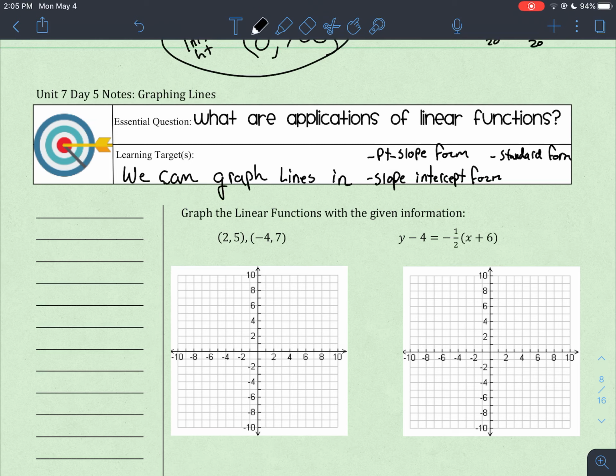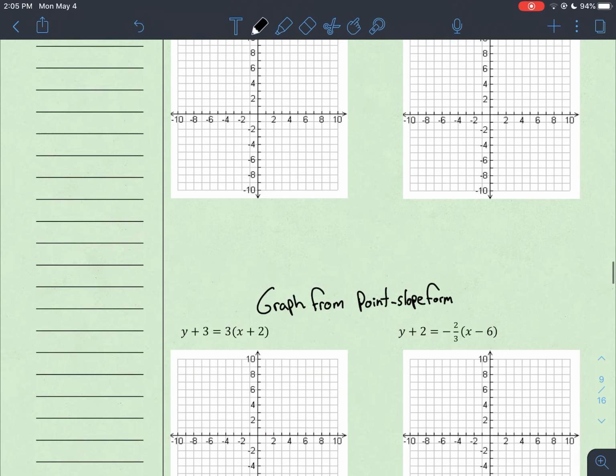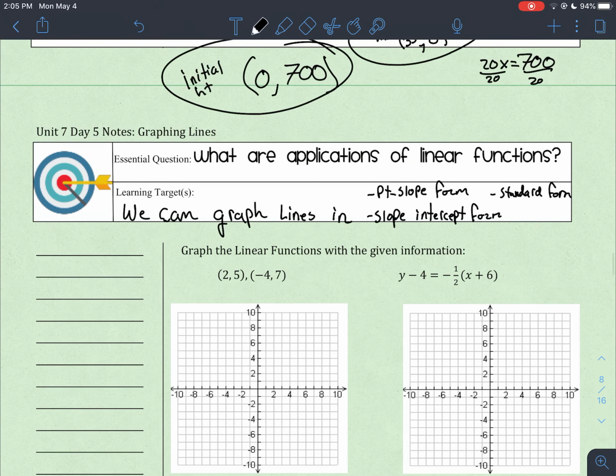We're going to talk about graphing lines. This is the first in a series of 3 videos. We're just going to talk about point slope in this one. So we're going to look at a few examples of graphing point slope. Once again, we're all talking about applications of linear functions. We can graph lines in. There's going to be 3 videos, like I said before. This is going to be the first one, point slope form. We'll get to slope intercept form, and then we'll get to standard form.